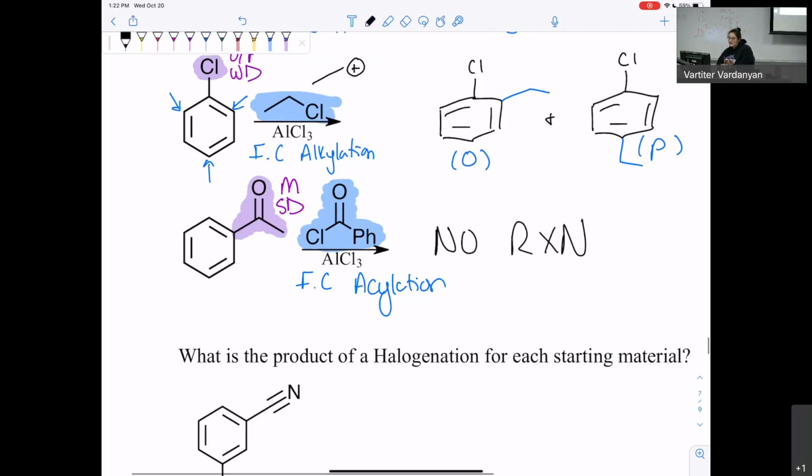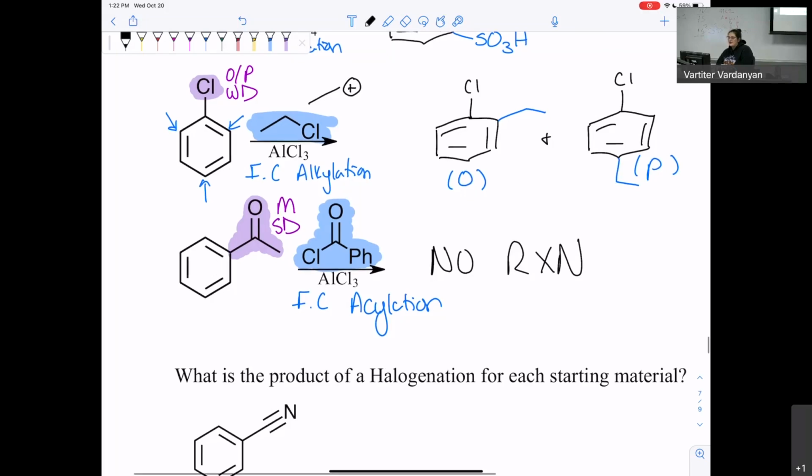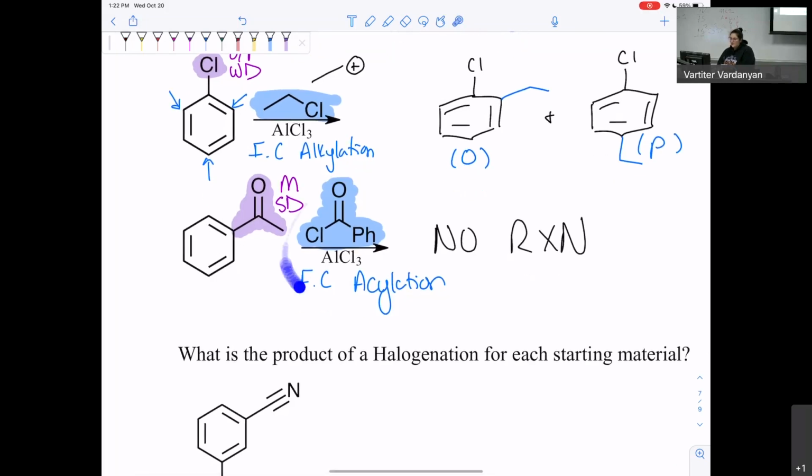Okay, I tease, but is there any questions about this? Yes, Dustin, what's up? Yes, so Friedel-Crafts acylation cannot happen in this case because we have this carbonyl on the benzene ring, and since it's a strong deactivator, this reaction cannot proceed, so we get no reaction.